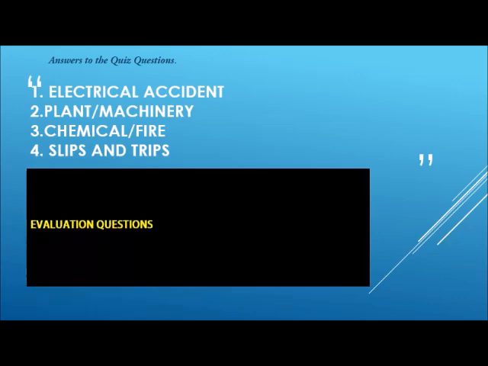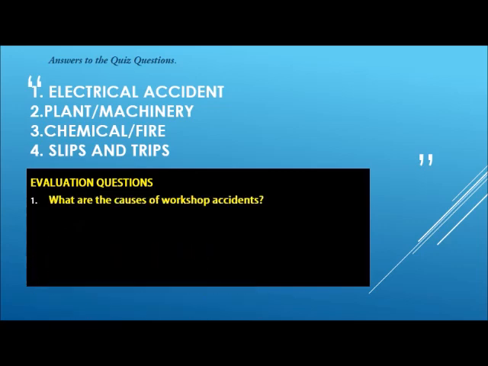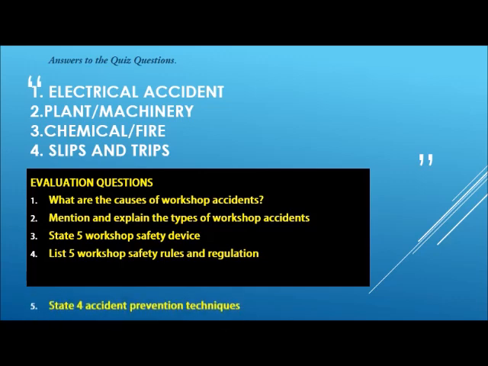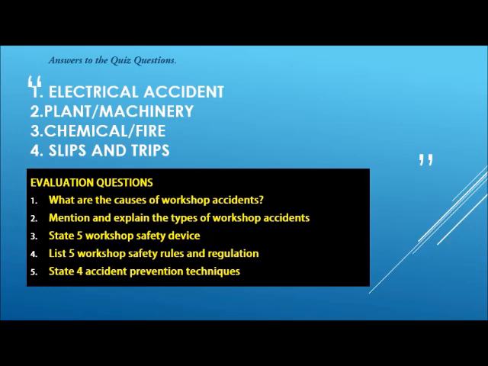Alright, let's look at some evaluation questions. Number 1, what are the causes of workshop accidents? Number 2, mention and explain the types of workshop accidents. Number 3, state 5 workshop safety devices that you know. Number 4, list 5 workshop safety rules and regulations. And number 5, state 4 accident prevention techniques.